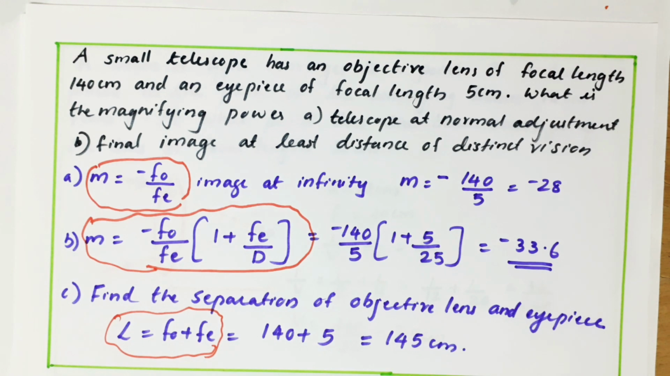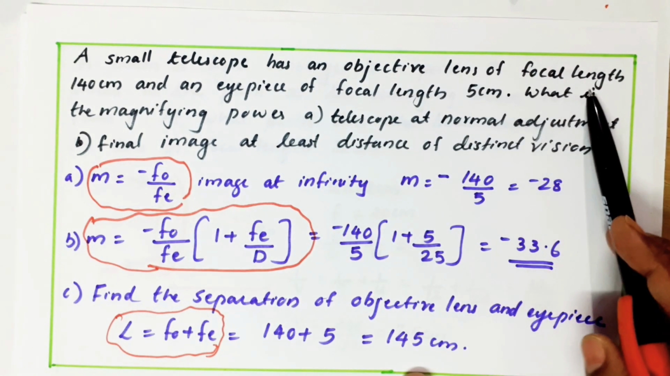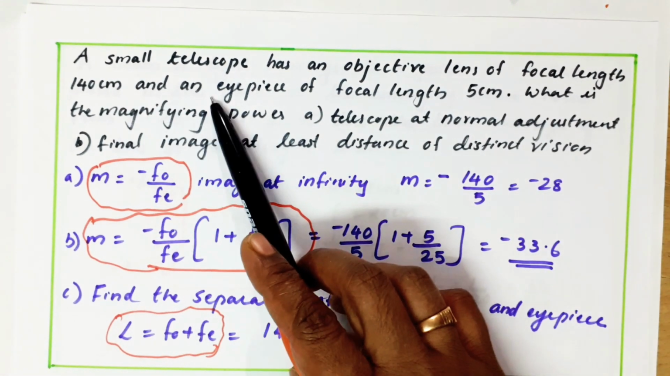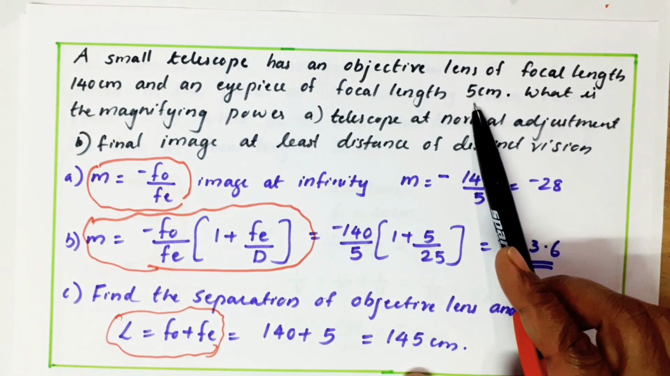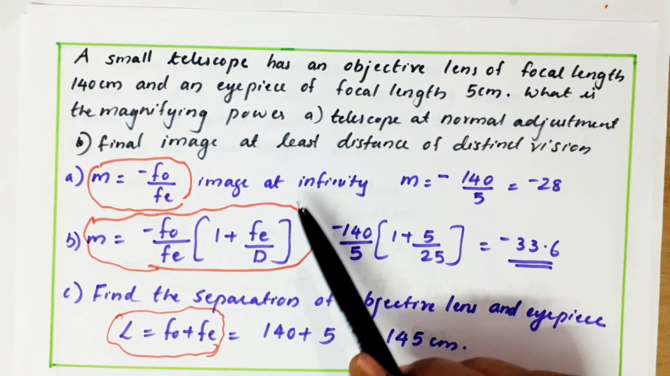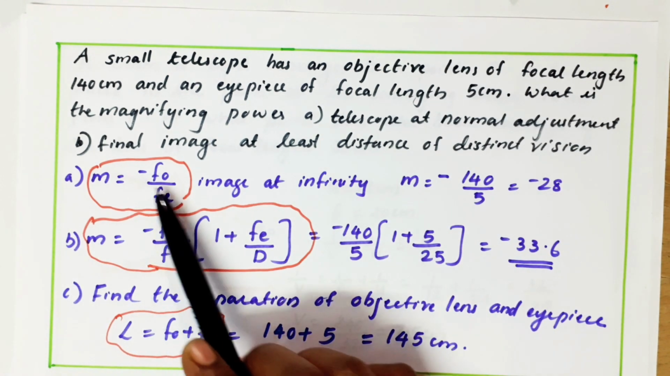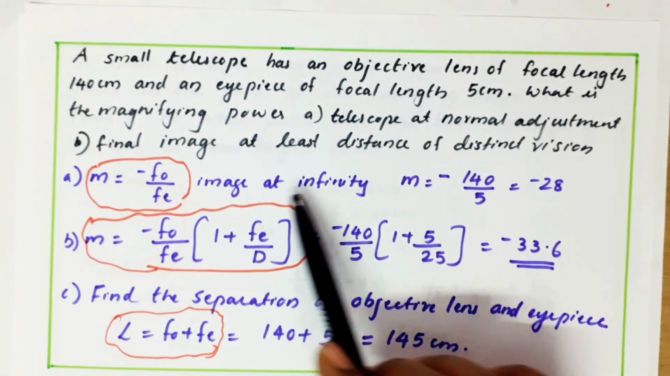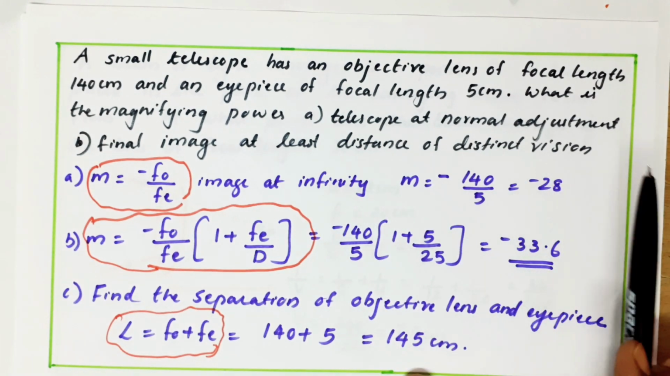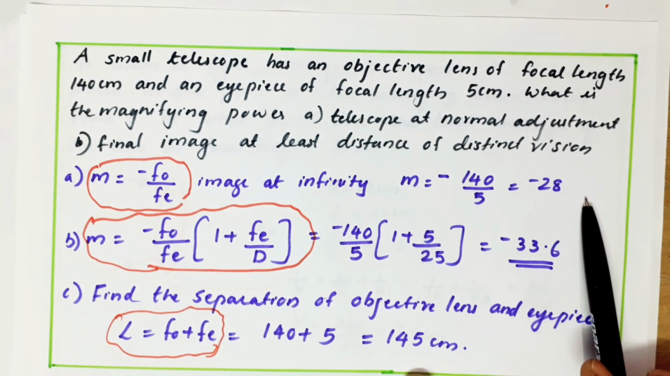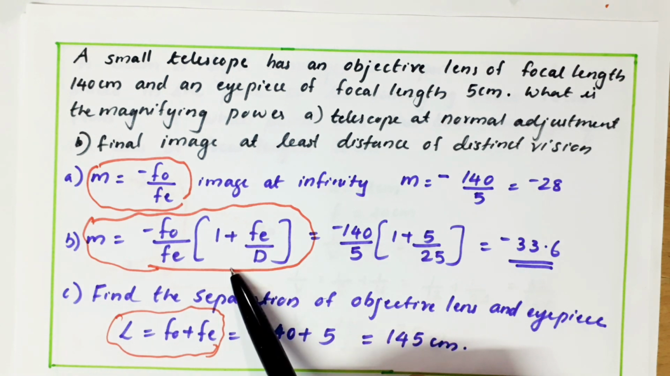Next question. A small telescope has an objective lens of focal length 140 cm, eyepiece of focal length 5 cm. What is magnifying power when telescope is at normal adjustment? Simple direct formula, minus FO by FE, when the image is at infinity. Substitute direct values. I got minus 28. This equation I did not give it in the previous video.